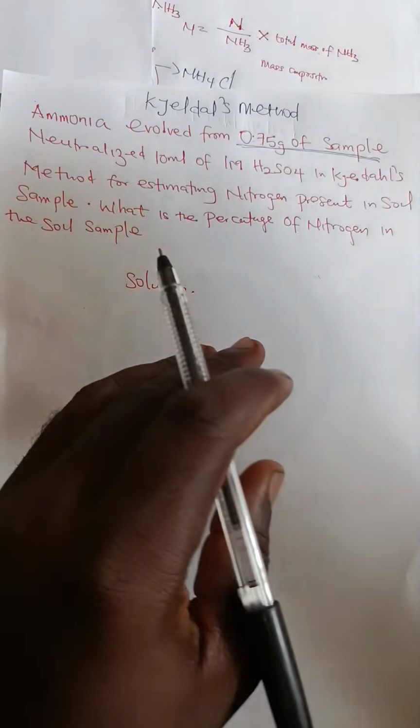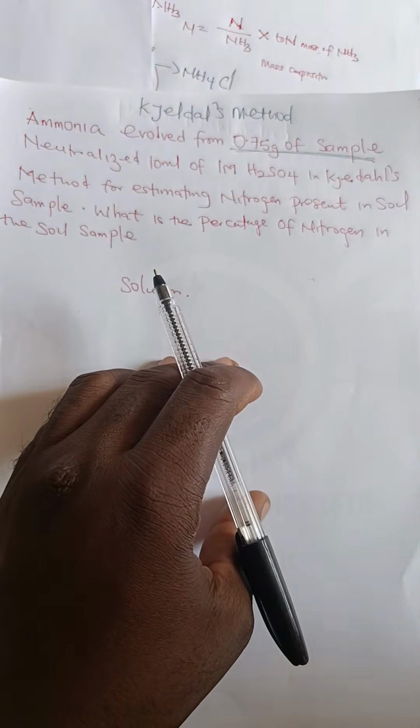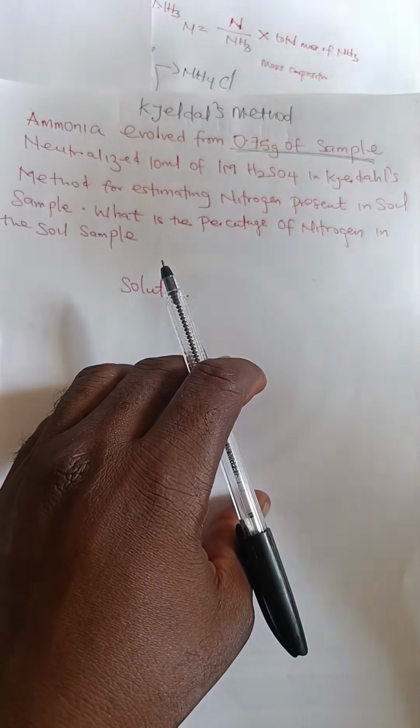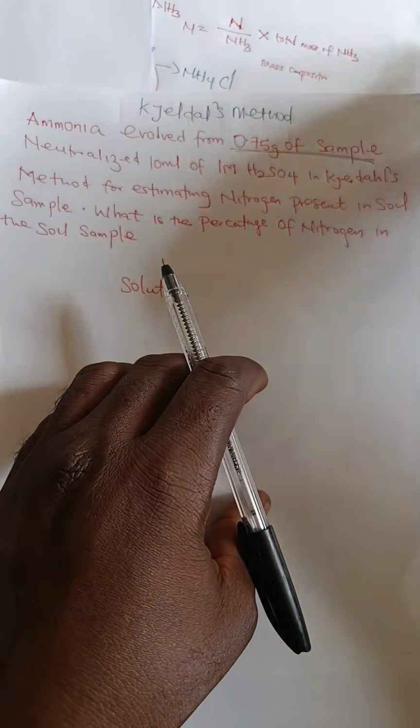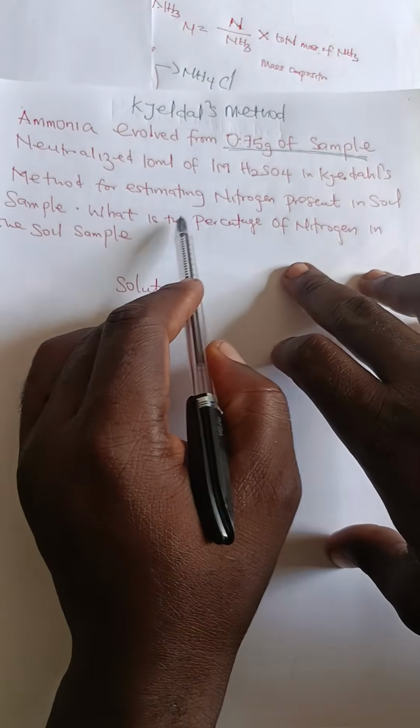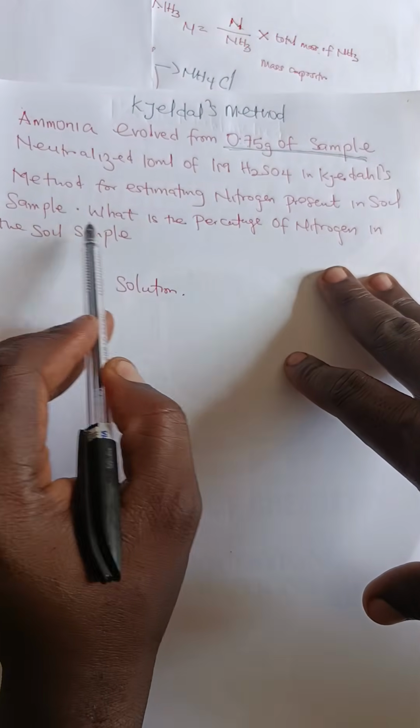Kjeldahl analysis. Ammonia was given off. Now, the next thing is that the ammonia that was given off was reacted with a standard acid. The standard acid will be the one to fetch out the value of the ammonia that was given off. The value of the sample was given because at the end of the day, we want to calculate the percentage of nitrogen in the soil.